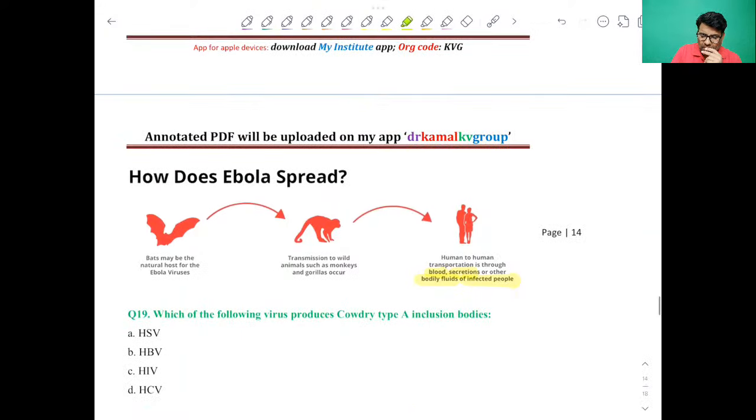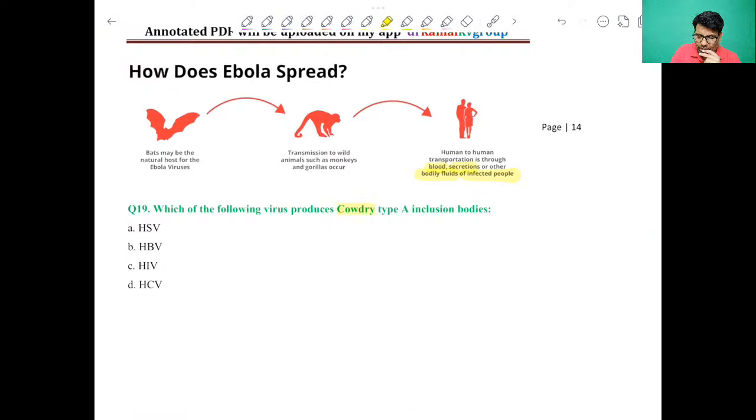The next question: which virus produces Cowdry type A inclusion bodies? And here you need to remember there are two types of Cowdry inclusion bodies, type A and type B. Type B is seen in cytomegalovirus. Okay, and yes, Dr. Kanaya, you are absolutely right. Type A is present in herpes simplex virus. Okay, so type A in herpes simplex virus and type B in cytomegalovirus.